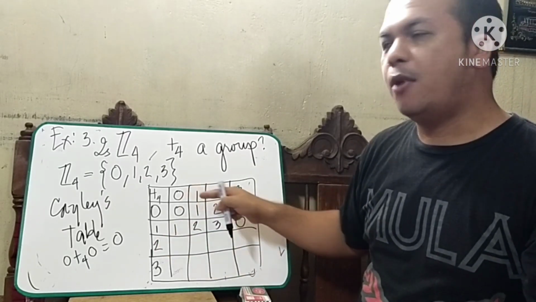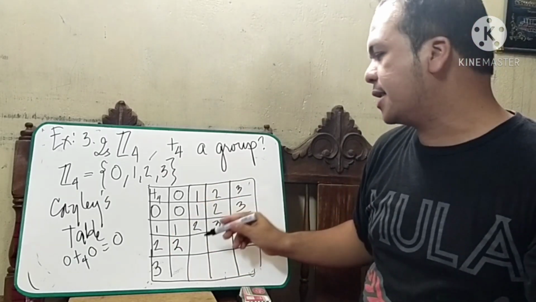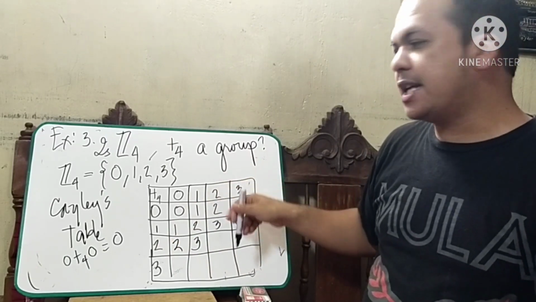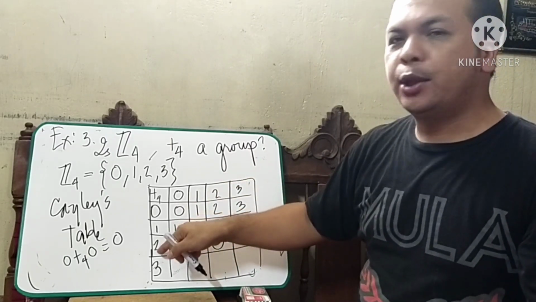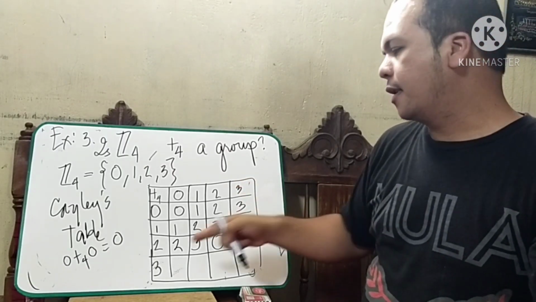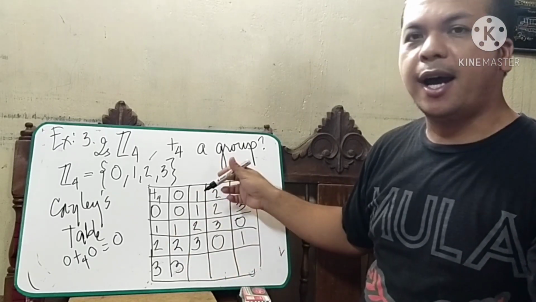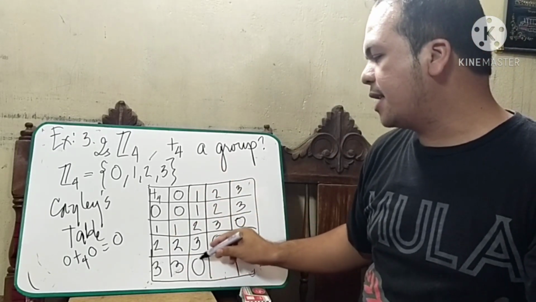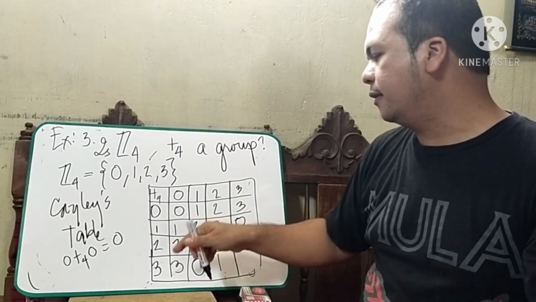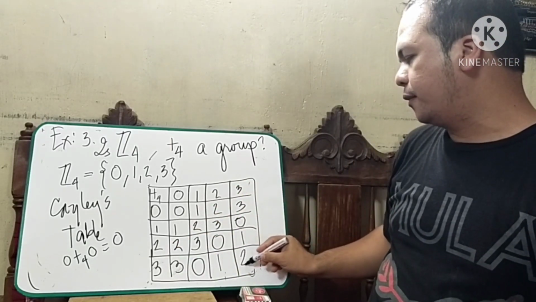2 plus 0 modulo 4 is 2. 2 plus 1 modulo 4 is 3. 2 plus 2 modulo 4 is 0. And 2 plus 3 modulo 4 is 1. 3 plus 0 modulo 4 is 3. 3 plus 1 modulo 4 is 0. 3 plus 2 modulo 4 is 1. And 3 plus 3 modulo 4 is 2.